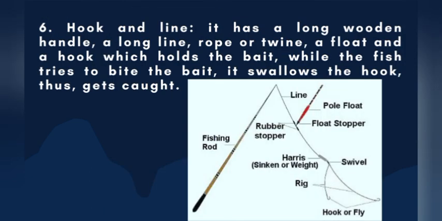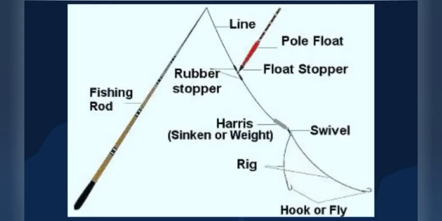Six, hook and line. It has a long wooden handle, a long line, rope or twine, a float, and a hook which holds the bait. While the fish tries to bite the bait, it swallows the hook, thus getting caught. Now, this hook and line is one of the most primitive fishing tools. Please do not forget, this hook and line is the most commonly used fishing tool. Do not forget them.